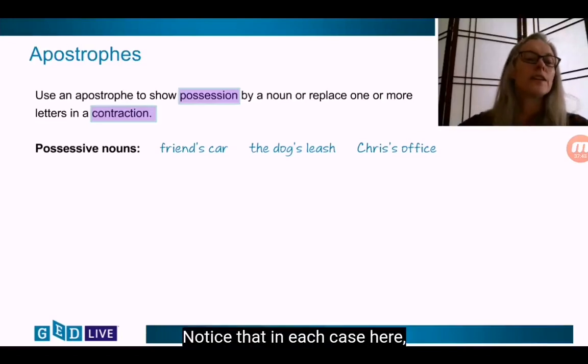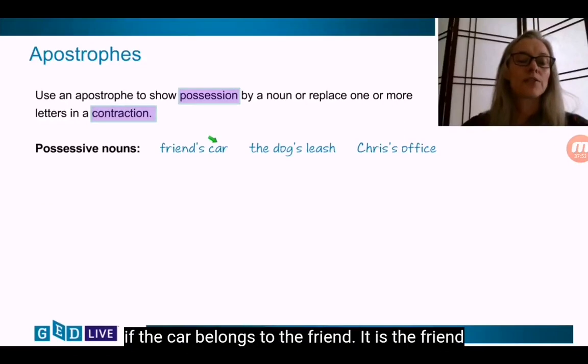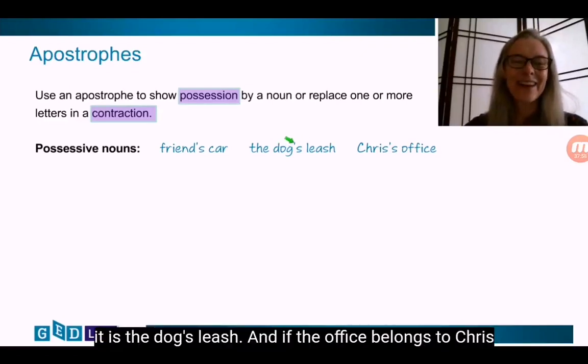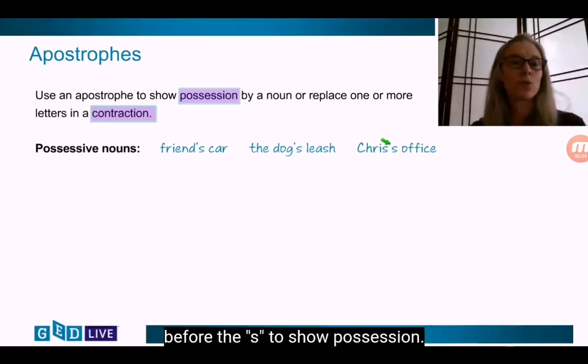But notice that in each case here, if the car belongs to the friend, it is the friend's car. If the leash belongs to the dog, it is the dog's leash. And if the office belongs to Chris, it is Chris's office. And in each case, we have an apostrophe before the S to show possession.